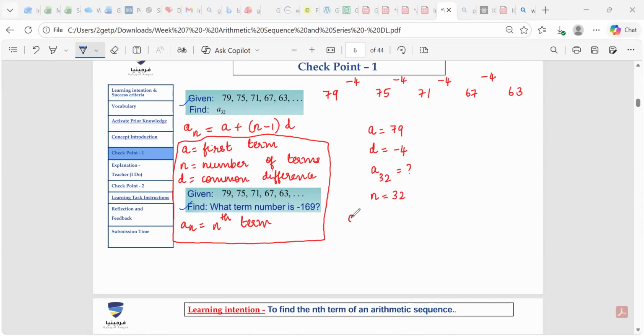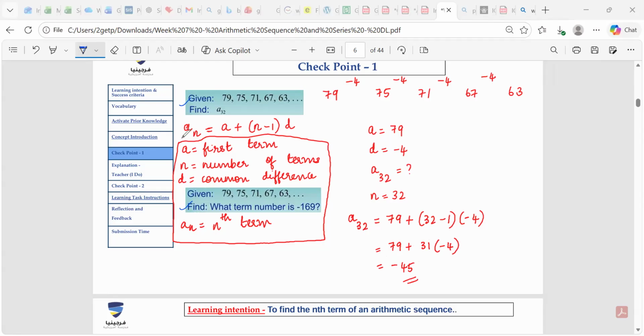Let's just substitute it in the formula. We need the 32nd term. A is 79 plus n minus 1, n is 32, so 32 minus 1, times d. d is minus 4. So 79 plus 31 times negative 4. Put this whole thing in our calculator, and it will give us minus 45. So minus 45 will be the 32nd term.